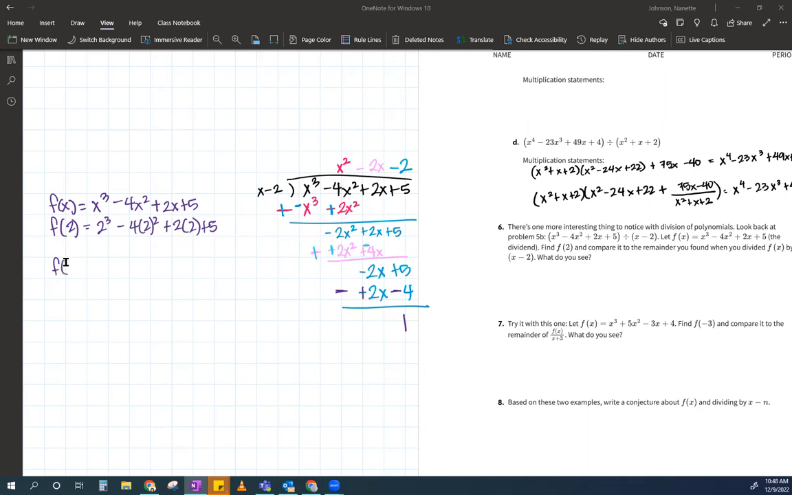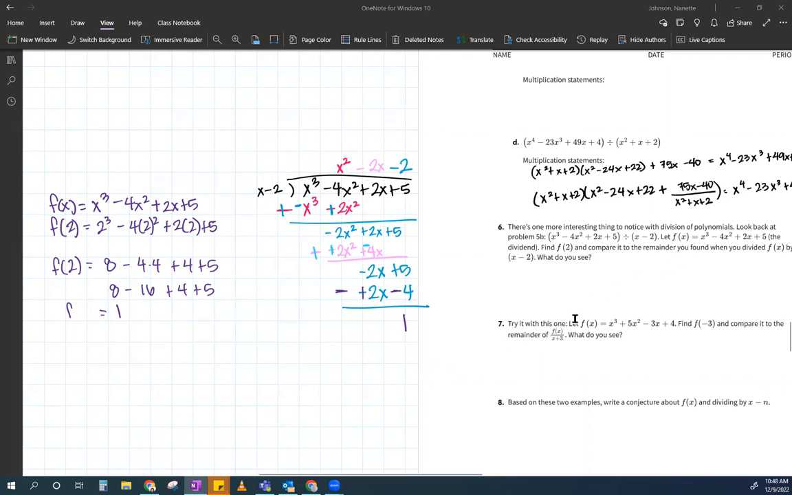So 4 times 4 plus 4 plus 5. 8 minus 16 plus 4 plus 5. So that's negative 8 plus 4, that's negative 4, plus 5 is 1. f of 2 is 1. Okay, so I did both of the things that they said. It says find f of 2, done, and compare it to the remainder you found when you divided. What's our remainder? Where's our remainder here? Yeah, it's 1. Oh, these two things? You want me to compare this to this?